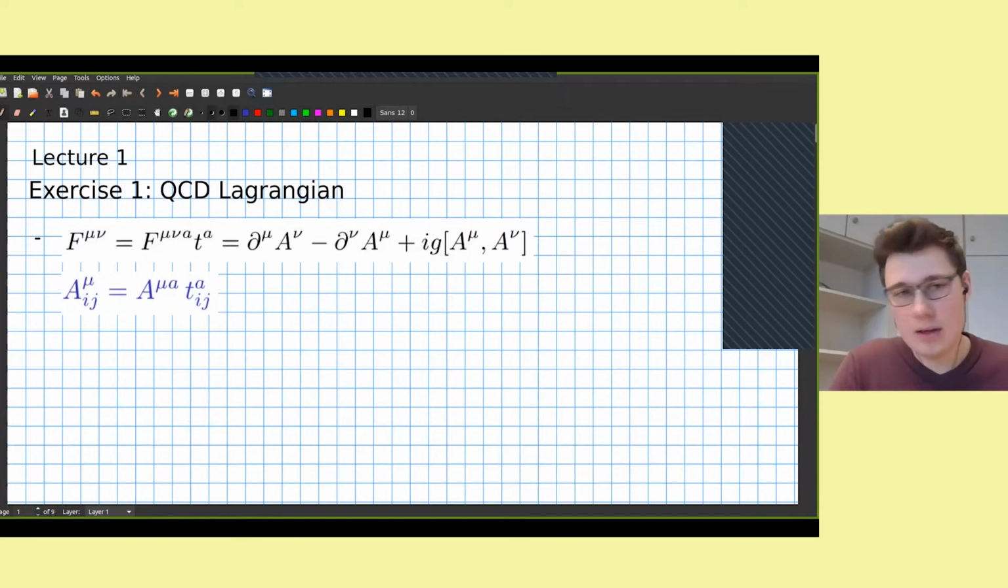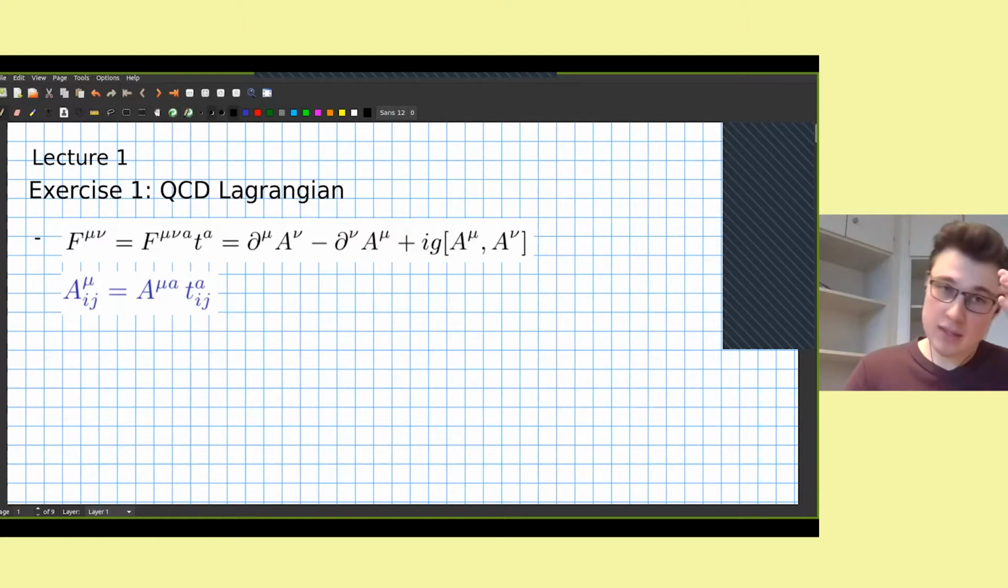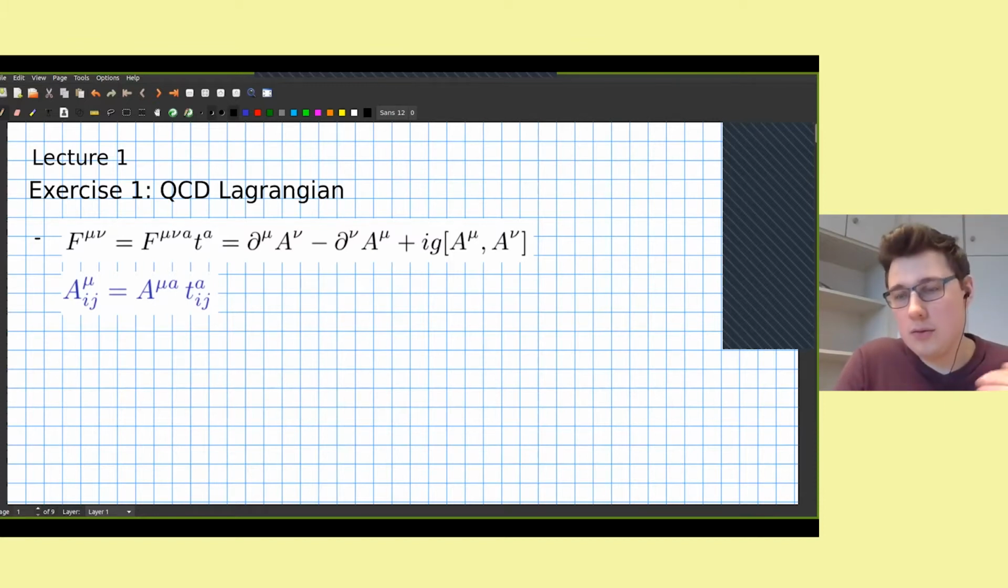So I will start with exercise 1 of lecture 1. This exercise was about the QCD Lagrangian, and it was divided into different sub-exercises, subtasks. The first one was about the field strength tensor F mu nu and how to decompose it into these component tensors F mu nu A, which are multiplied with the respective Gell-Mann matrix TA.